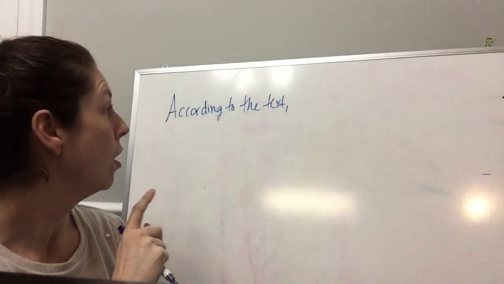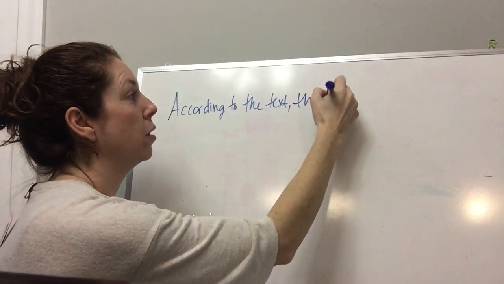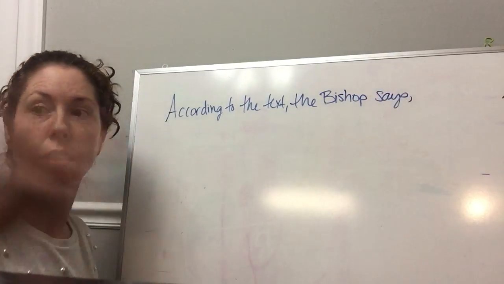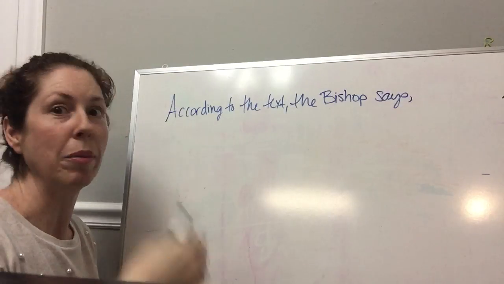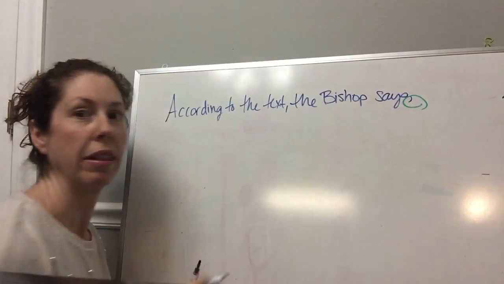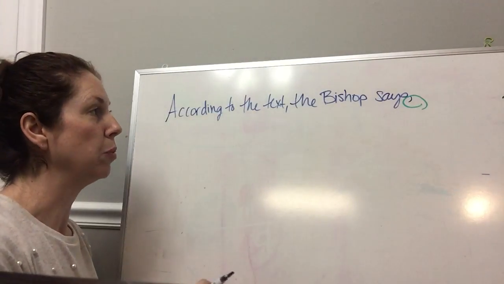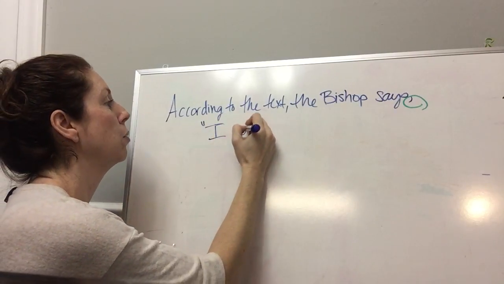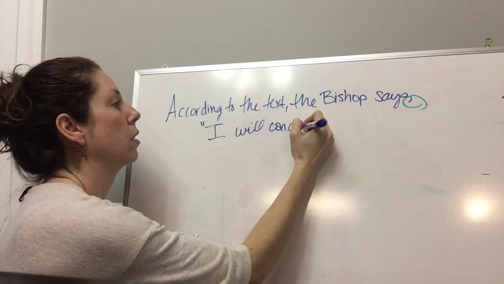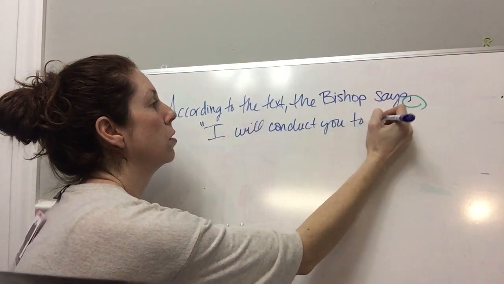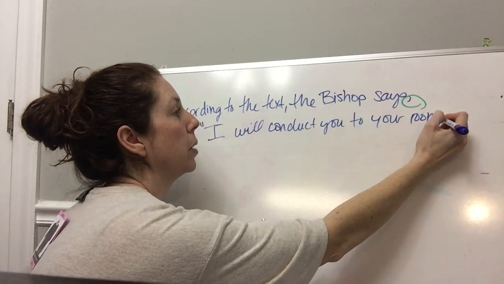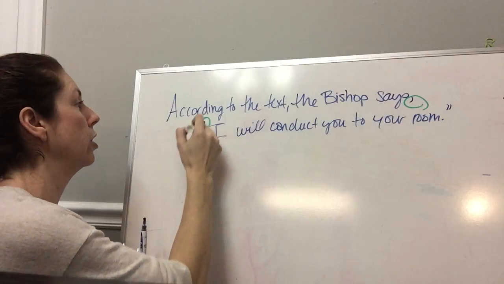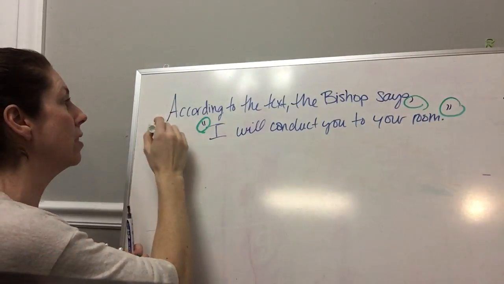So what I'm going to say is, according to the text, the bishop says, and then I'm going to put a comma, okay? Anytime we say somebody says, we're going to put a comma right there. The bishop says, "I will conduct you to your room." I'm going to quote it directly. Period. Quotation marks. All right, I'm directly quoting the text. Quotation here, and evidence starter here.